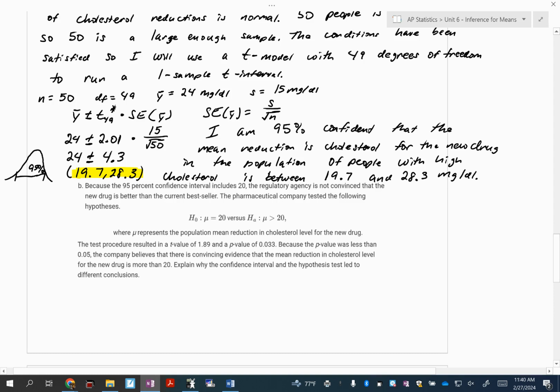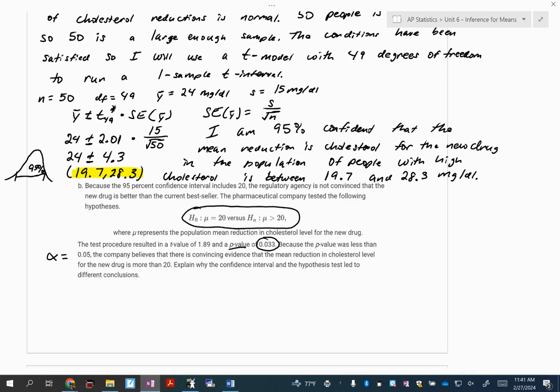So they're going to run a test, and they run this test with these hypotheses. And they get a p-value of 0.033. And because that p-value is less than their alpha level of 0.05, they're going to reject 20 in favor that the new mean is above 20 on average. So they're going to go ahead and start making the drug. So the question is, why the difference? Why with the interval, we see 20 in the interval, so we can't reject it, but then when they run the test, they end up actually rejecting 20.